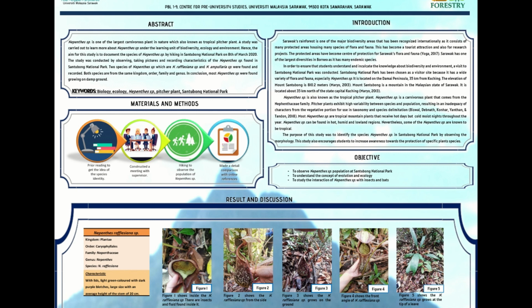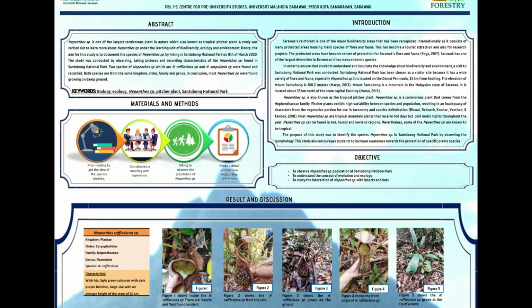In order to ensure that students understand and inculcate the knowledge about biodiversity and environment, a visit to Santubong National Park was conducted. Santubong National Park has been chosen as a visitor site because it has a wide variety of flora and fauna, especially the Nepenthes species. The elevation of Mount Santubong is 810.2 meters. Mount Santubong is a mountain in the Malaysian state of Sarawak. It is located about 35 km north of the state capital, Kuching.